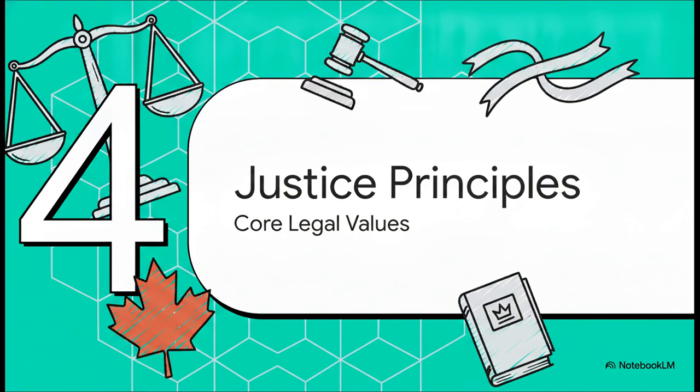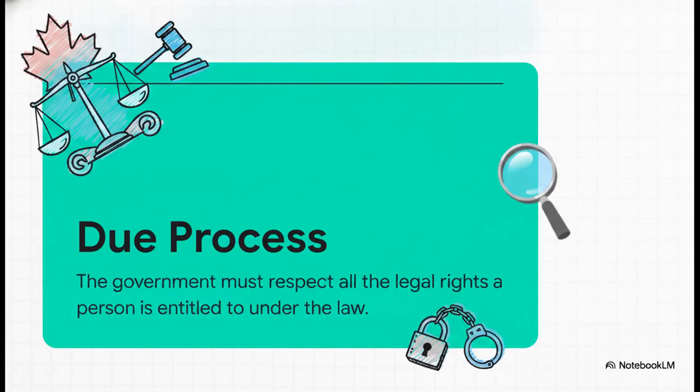Shifting gears to Section 4, Canadian Justice Principles. Let's look at some core legal values. First up is the concept of due process. Canada's legal system is built on a rich heritage that includes the rule of law, freedom under the law, and democratic principles. Due process is the specific principle that the government must respect all the legal rights a person is entitled to under the law. Simply put, it means the government can't just arbitrarily take away your freedom. They have to follow established, fair, legal procedures.